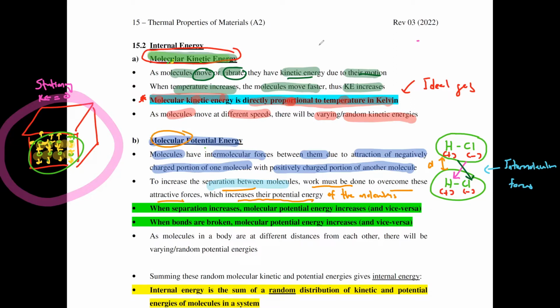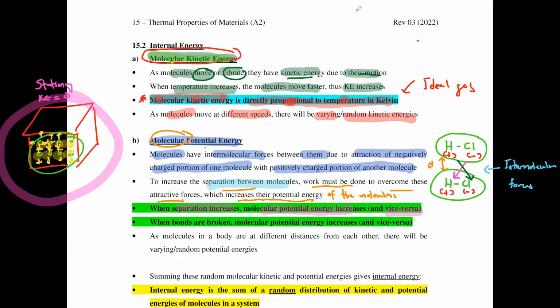All right. So in general, if you increase the separation, you have to do more work. So your molecular potential energy obviously will increase. And if, let's say, your separation decreases, your molecular potential energy will decrease. It's written here as vice versa. It means that when separation decreases, molecular potential energy decreases.